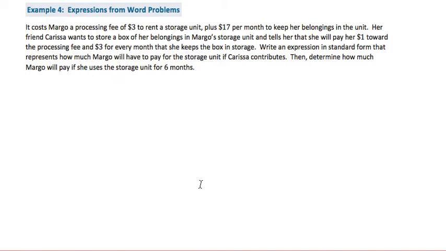In example 4 are expressions from word problems. It costs Margot a processing fee of $3 to rent a storage unit, plus $17 per month to keep her belongings in the unit. And her friend Carissa wants to store a box of her belongings in Margot's storage unit, tells her that she will pay her $1 toward the processing fee and $3 for every month that she keeps the box in storage. We'll need to write an expression that represents how much Margot will have to pay for the storage unit if Carissa contributes, and then determine how much Margot will pay if she uses the storage unit for 6 months.